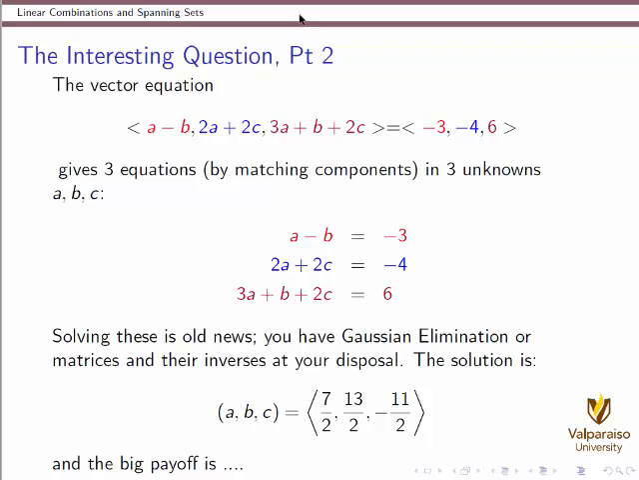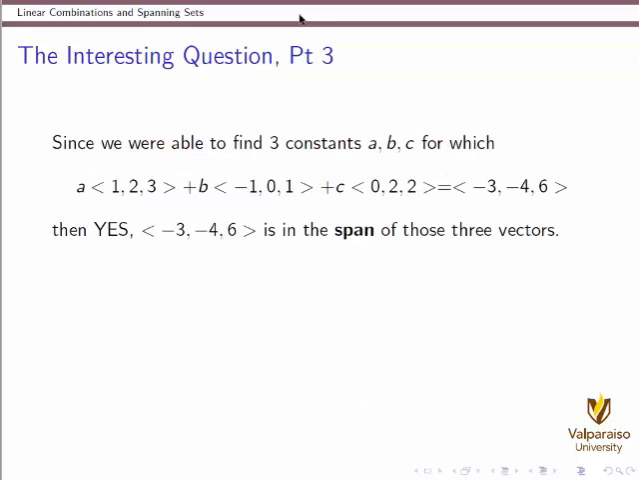And the net result for this example is that there are indeed those coefficients a, b, and c that will allow us to write the new vector -3, -4, 6 as a linear combination of the three given ones. And so we would say yes, the new vector is in the span of the three given vectors.